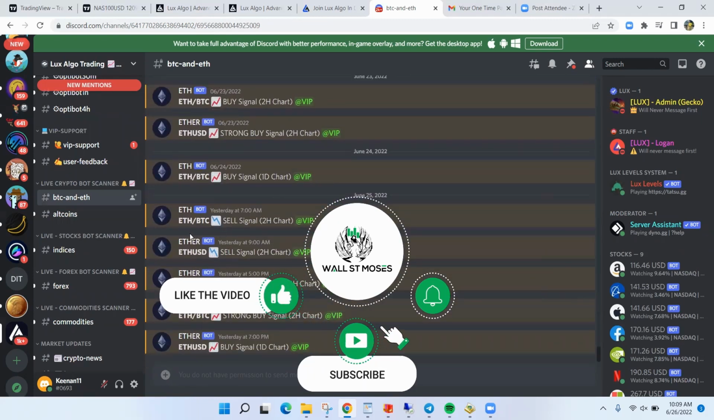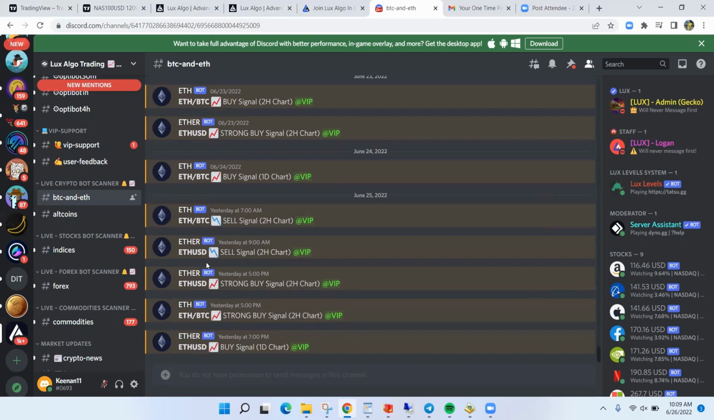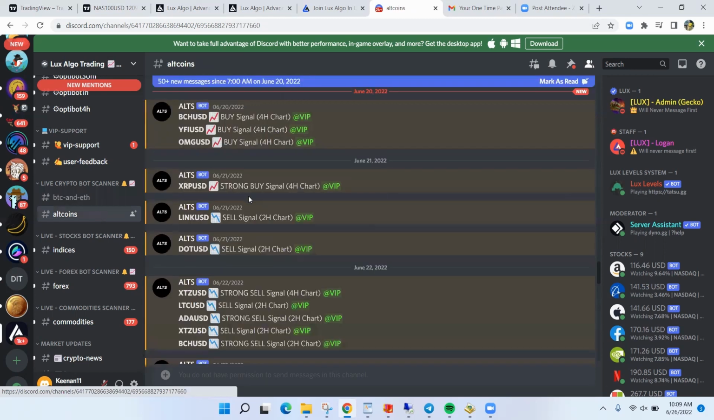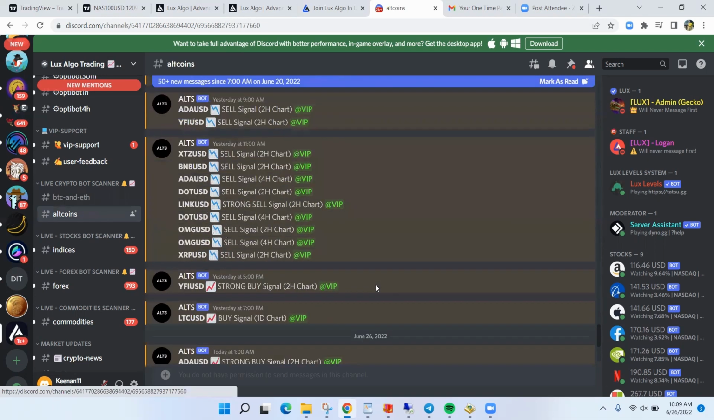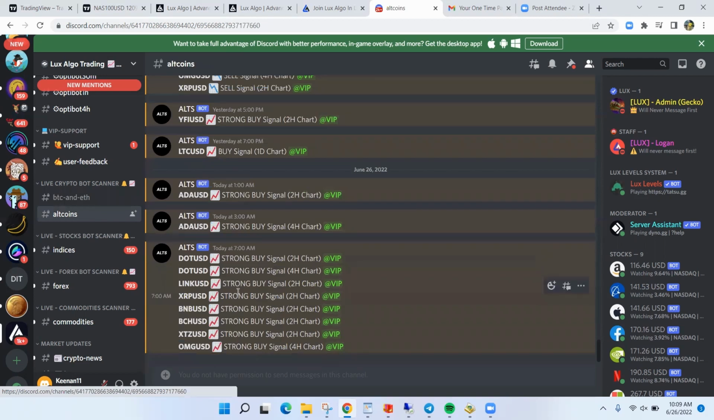So there's a couple of consolidating arrows. You have a sell signal on Ethereum USD. It also does cross currencies or cross crypto, so you have Ethereum BTC as another one as well. Then you have different altcoins. So it's for people who like to buy and hold altcoins or even trade them. This can give you a good indication of when to actually do that. You're seeing Polkadot, Chainlink, Ripple, BNB, Bitcoin Cash, all different types of altcoins. So much that you could use on the Lux Algo system.